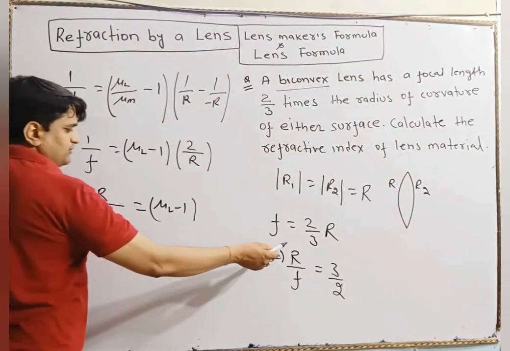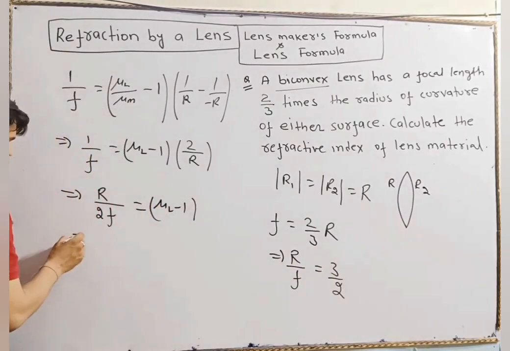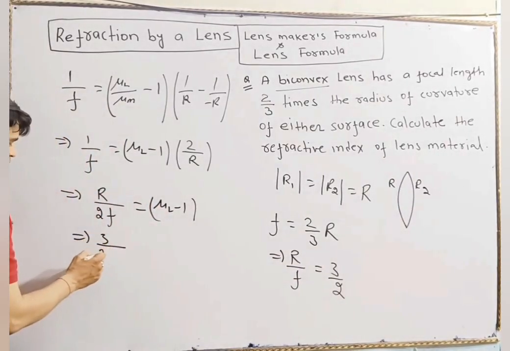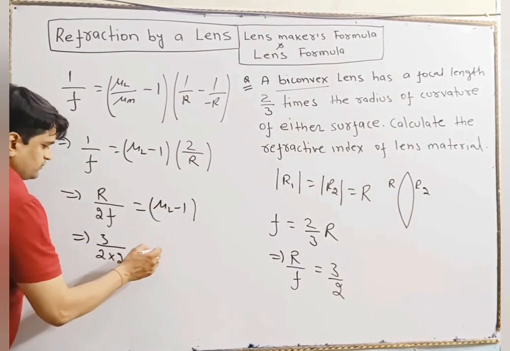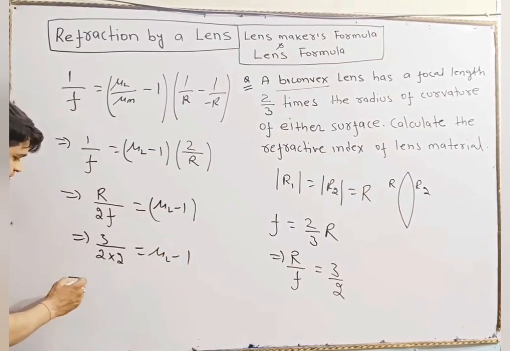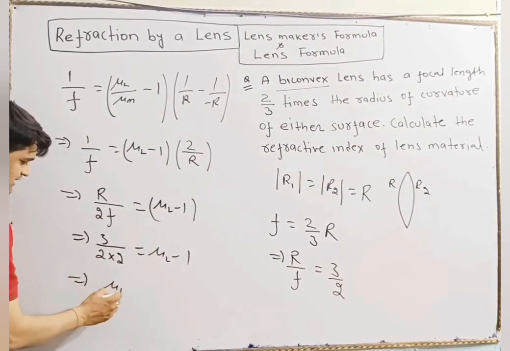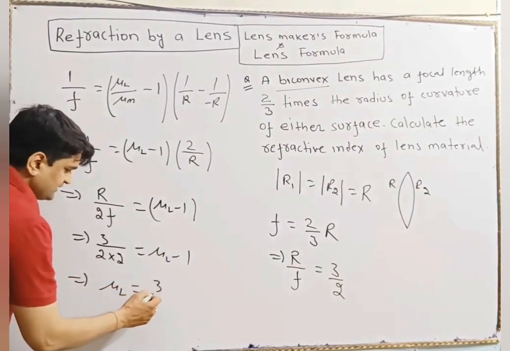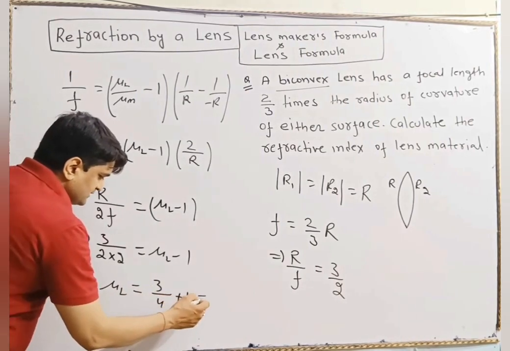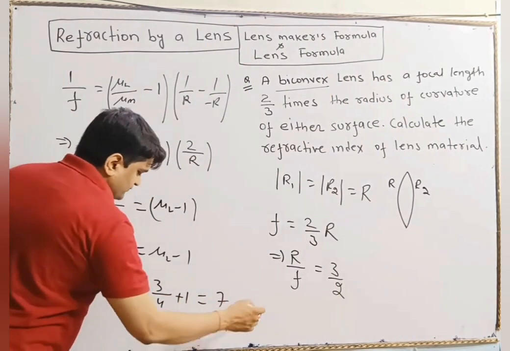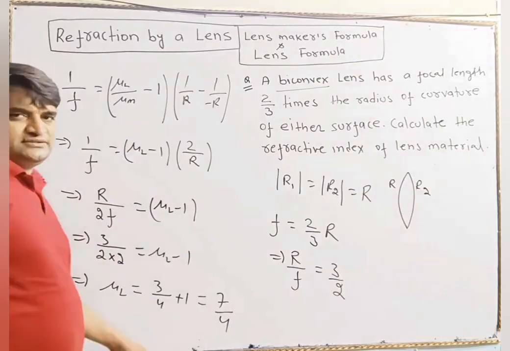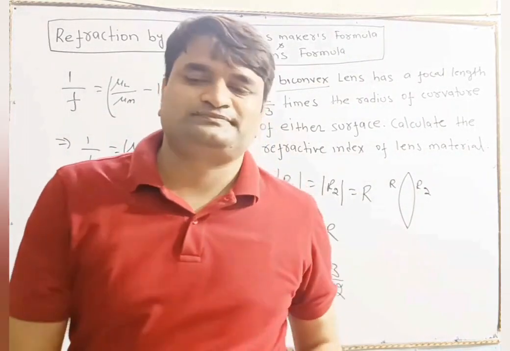And R upon F equal to 3 by 2. That means 3 by 2 into 2 equal to mu L minus 1, So mu L will be equal to 3 by 4 plus 1. It will be 7 by 4. Simple question, simple solution. Thank you.